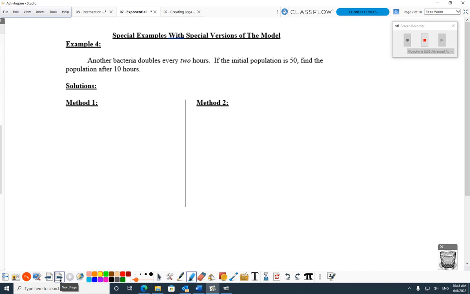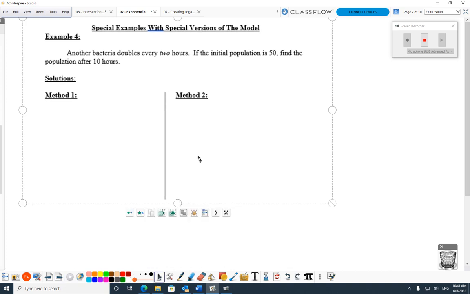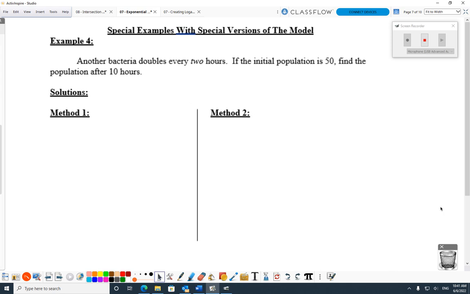Special examples with special versions of the model. Another bacteria doubles every 2 hours. See, the bacteria aren't going to care about your clock. They're not going to double on your schedule. So even though it says doubles every 2 hours, this example will help you do any doubling period you want. I'm going to show 2 different ways to do this thing.